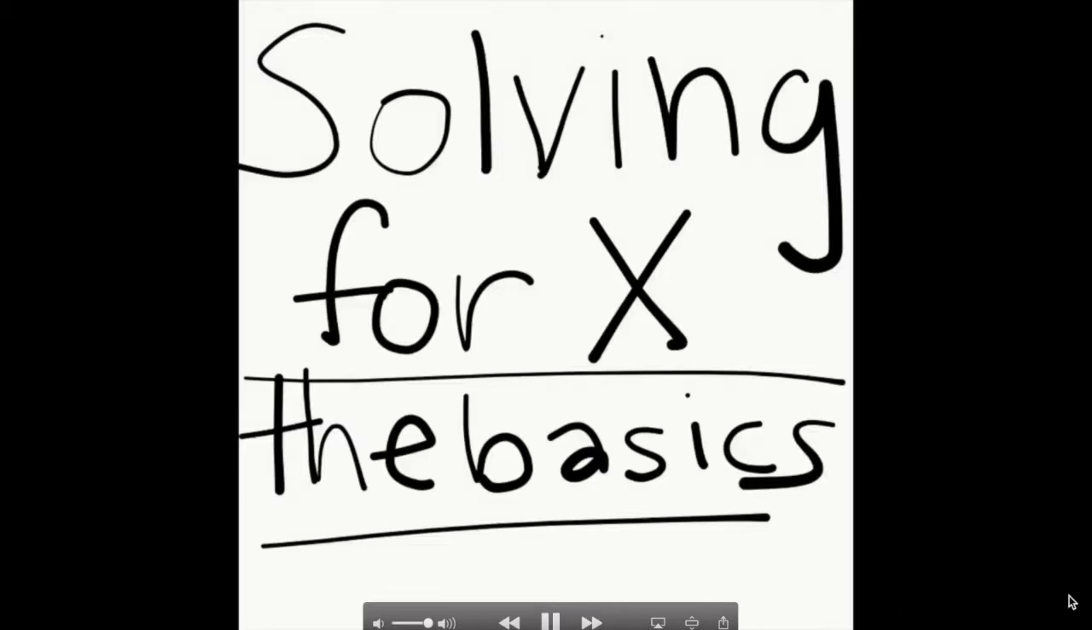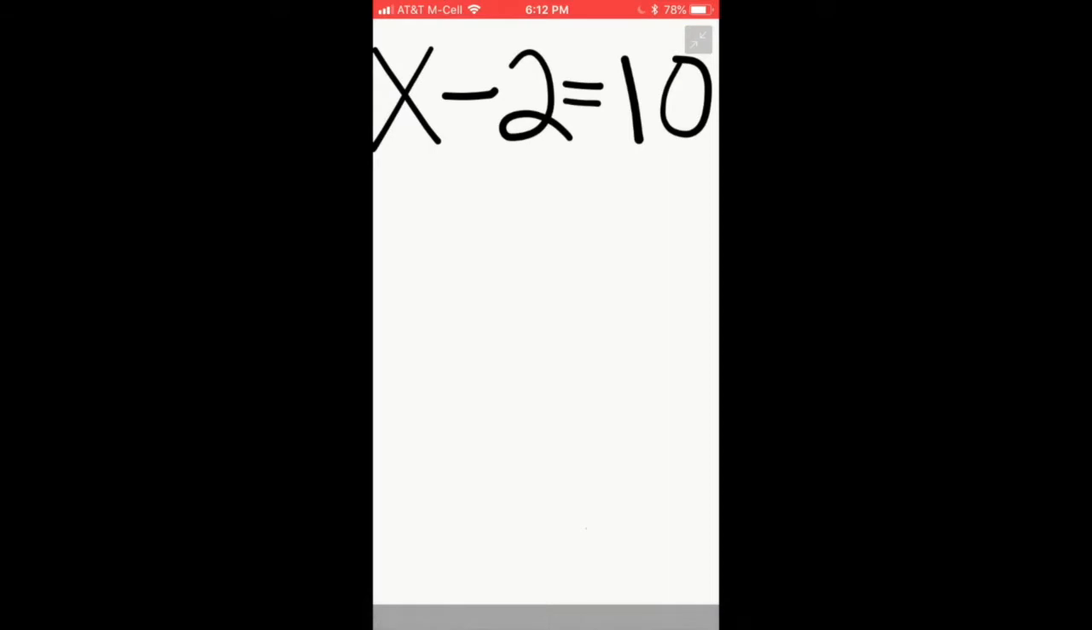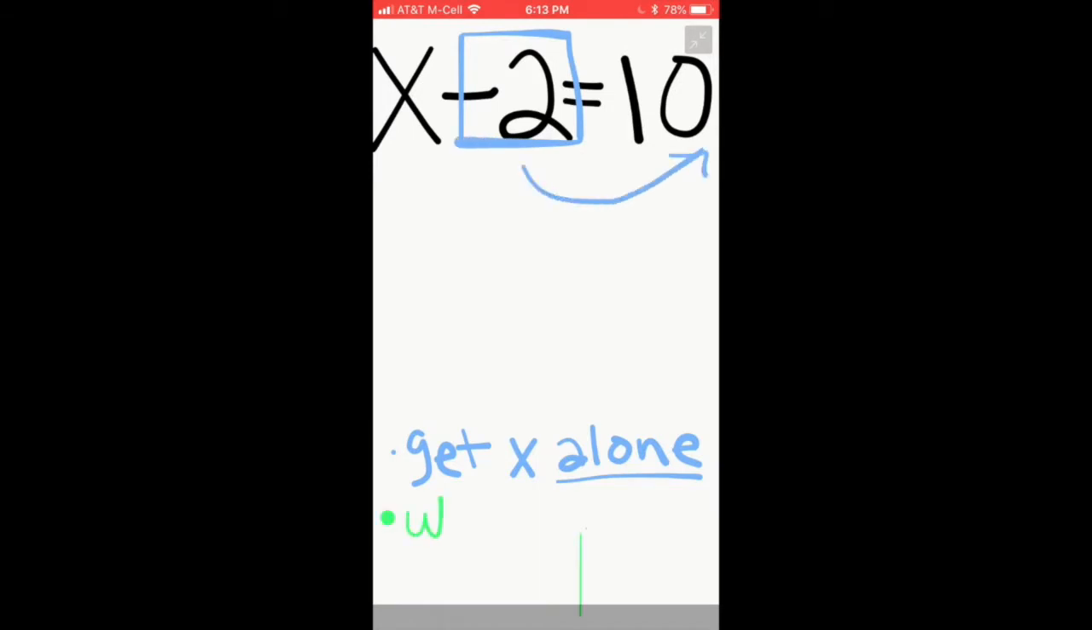Solving for x, the basics. So for our first equation, we have x minus 2 is equal to 10. In order to find the value for x, we have to get x alone on one side. To do this, we have to move the negative 2 to the other side. So how do we do that?